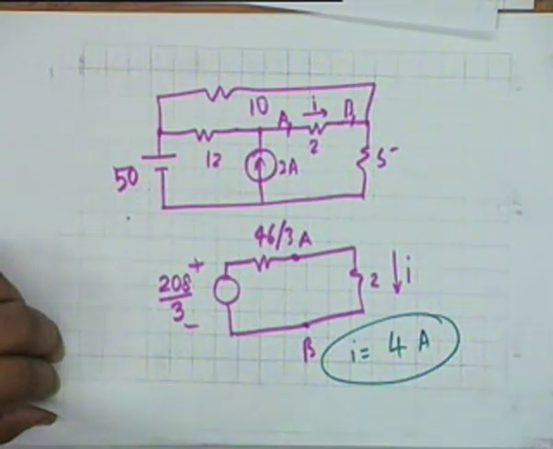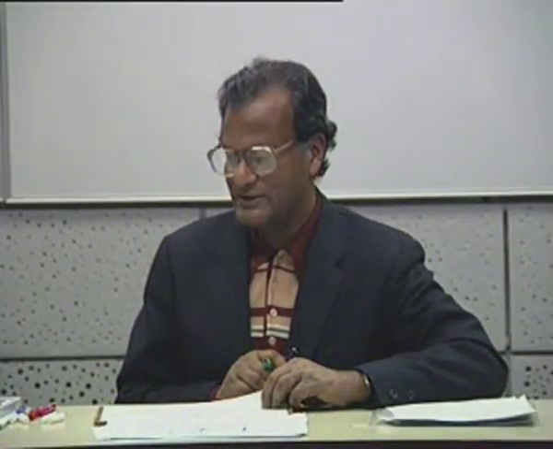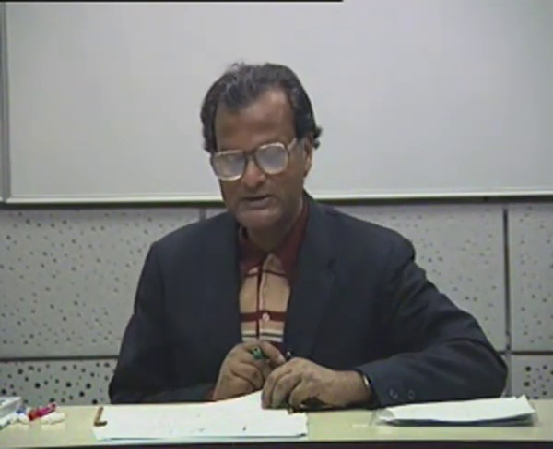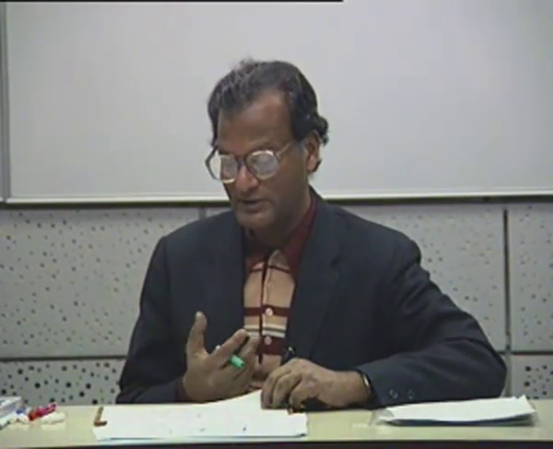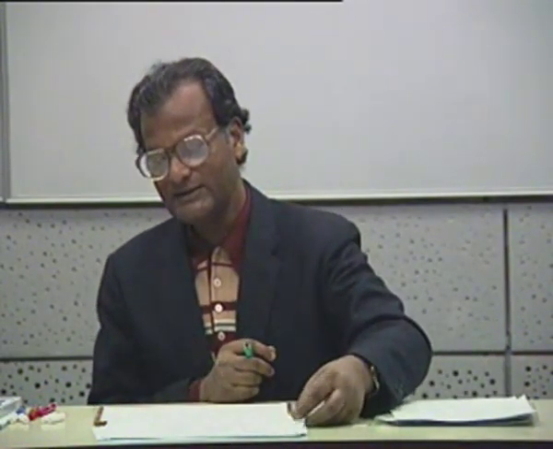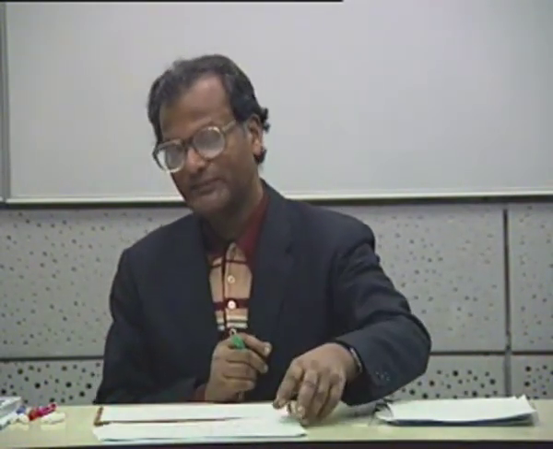This is a non-trivial application of Thevenin's theorem, and I wanted you to know that even a complicated case like this, where there is a voltage source, there is a current source, and it's a fairly complicated 1, 2, 3, 4 resistors, can be solved by simple application of Thevenin's theorem. Now, next I shall take another example which contains dependent sources and see how to apply Thevenin's theorem there.